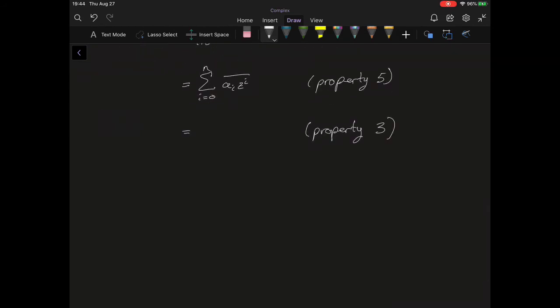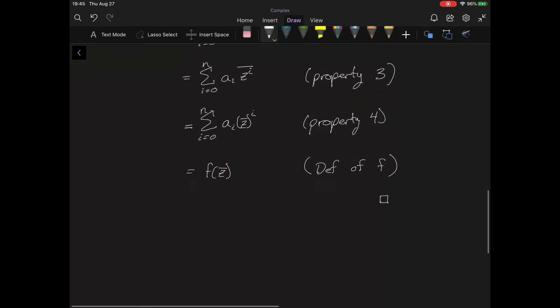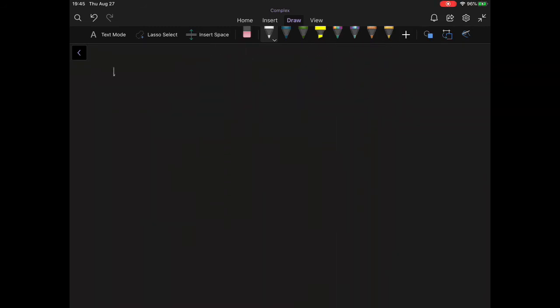So we'll first split it up over addition, and then we're going to pull that constant out of the conjugate, and then we're going to use the fact that the conjugate of z to the i is z conjugate to the i. And that is, by definition, f of z conjugate. Now that we have this proof, it becomes really easy to prove our theorem. So our theorem states something about rational functions.